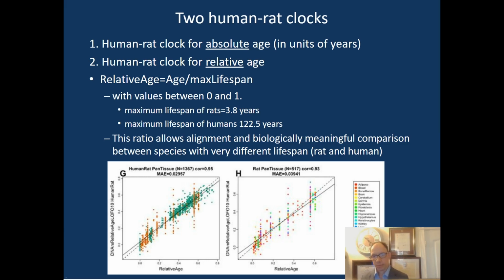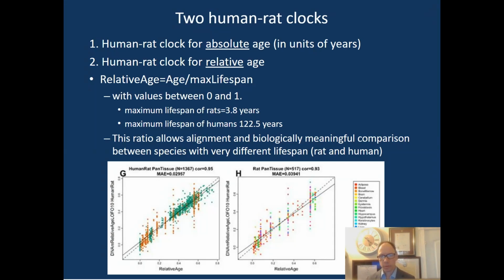However, you can do something that seems to be outlandish. You can actually build a clock that applies both to humans and rats at the same time. So it's one formula that allows you to estimate the ages based on highly conserved cytosines in humans and rats. And we actually have two such clocks. One is called the human rat clock for absolute age or chronological age. It really estimates just calendar age.